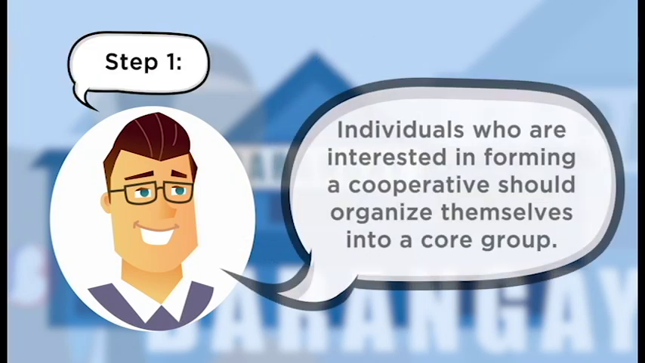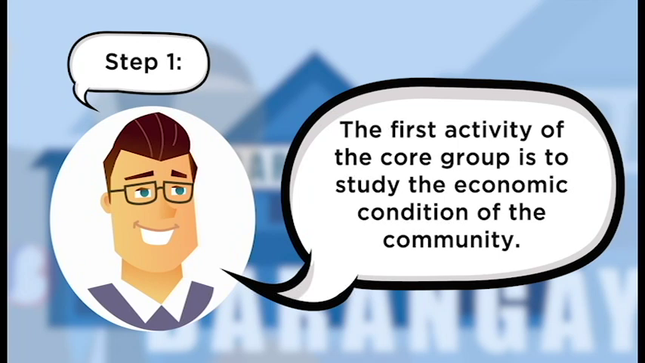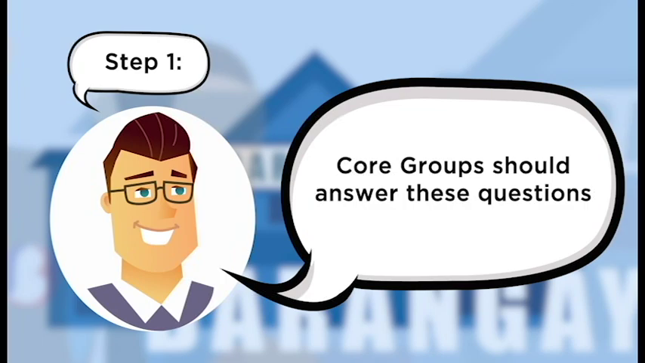Step 1. Individuals who are interested in forming a cooperative should organize themselves into a core group. The first activity of the core group is to study the economic condition of the community. Core groups should answer these questions.